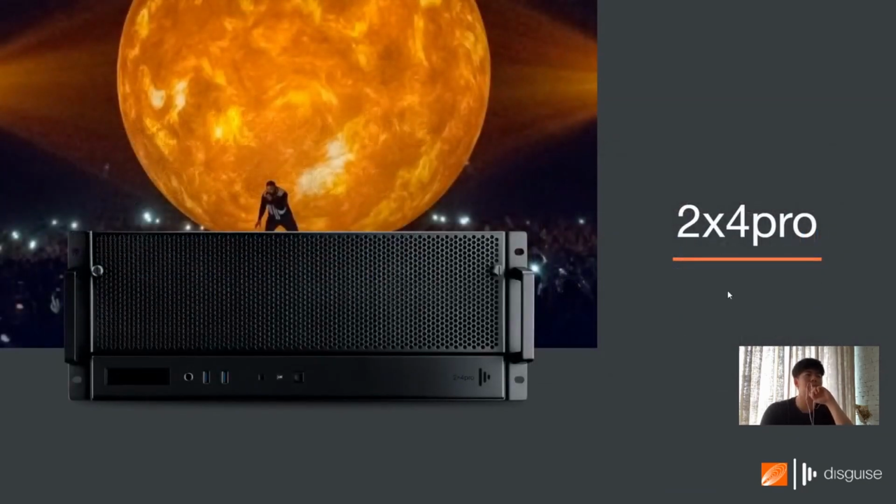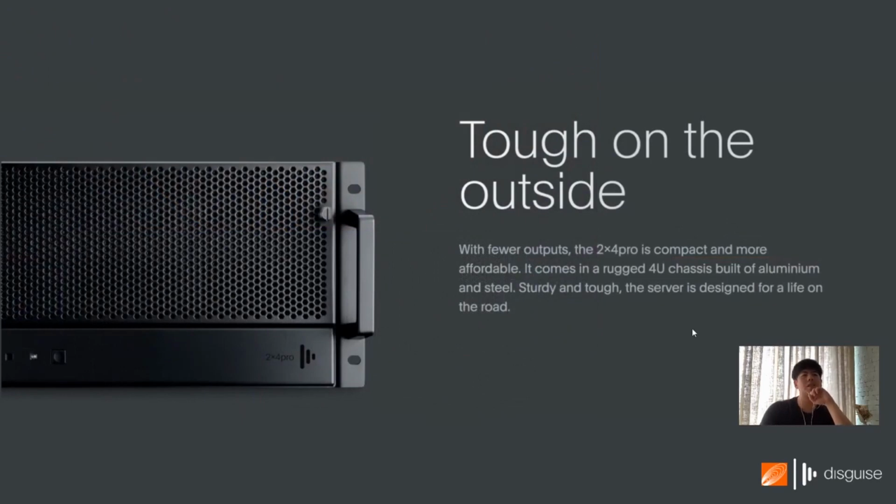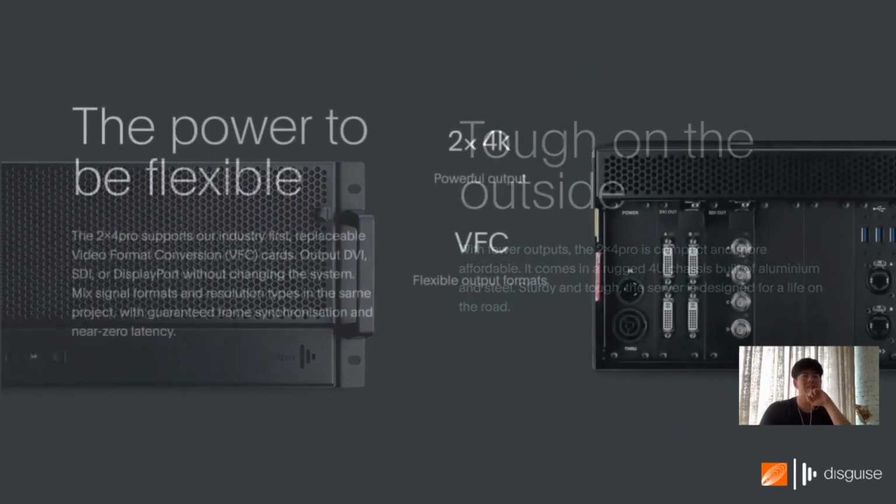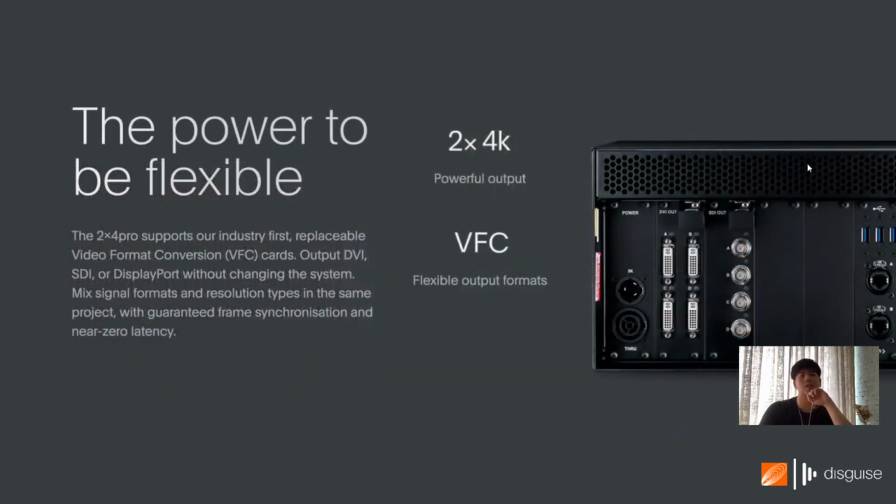Next is a 2x4, the younger brother. 2 times 4K, exactly the same chassis as a GX2. The only difference is the graphics card, and of course the price as well. This is really for if you want just outputs and not really using Notch, this will be a more suitable machine compared to GX2.